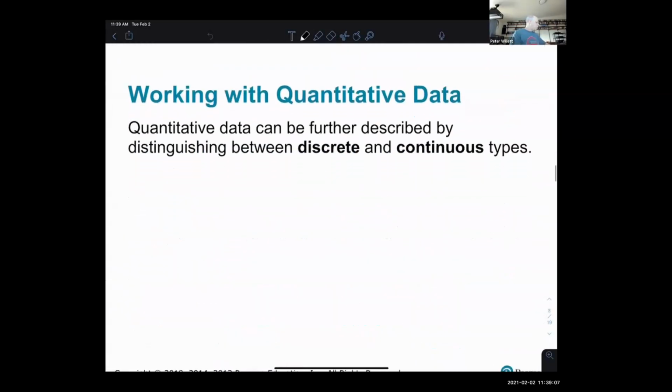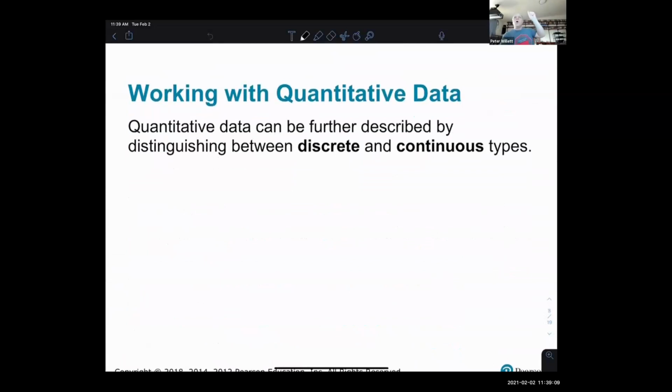All right, so working with quantitative data. Quantitative data, again, is the numerical data where you're counting something or measuring something. And that is what we work with a lot of the time in statistics. We're going to now think about ways to describe that kind of data in even more detail.